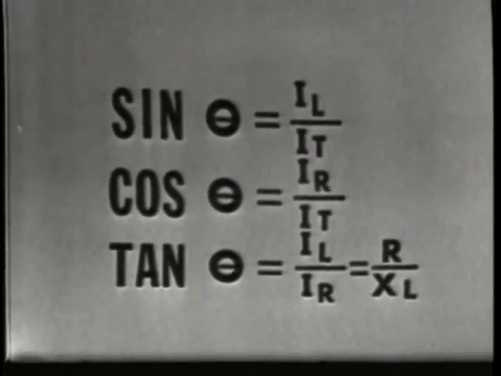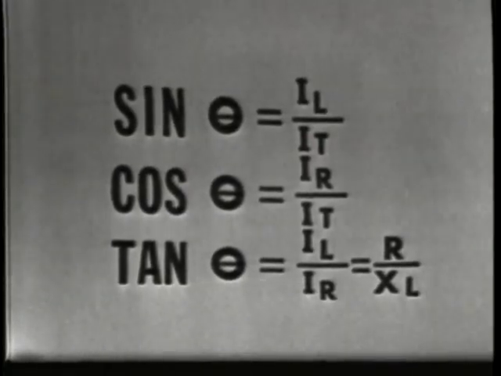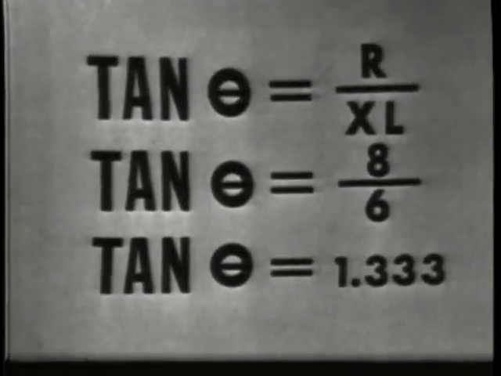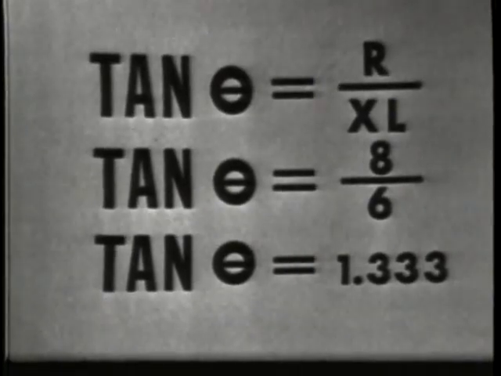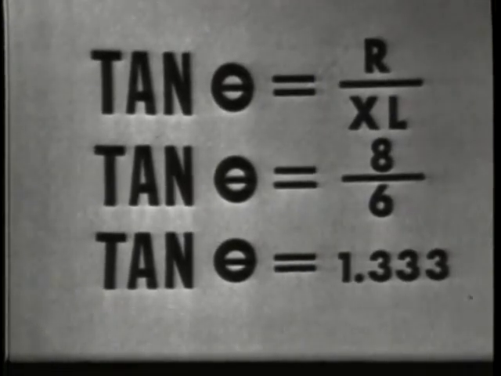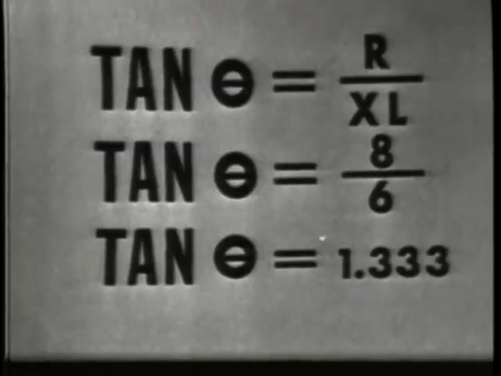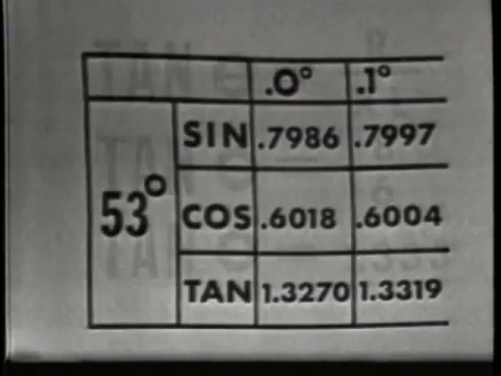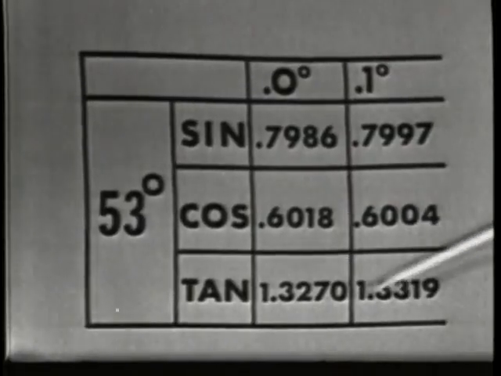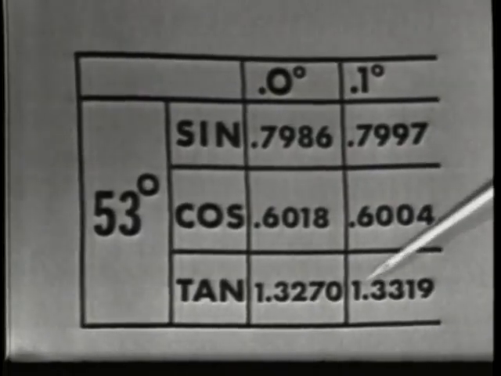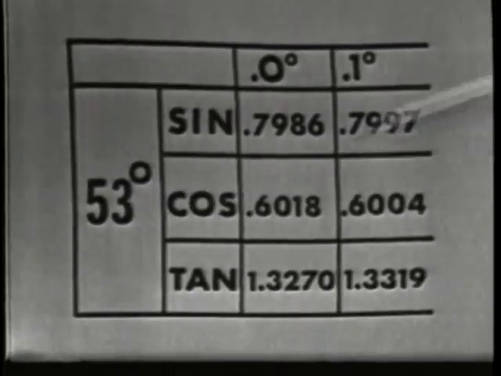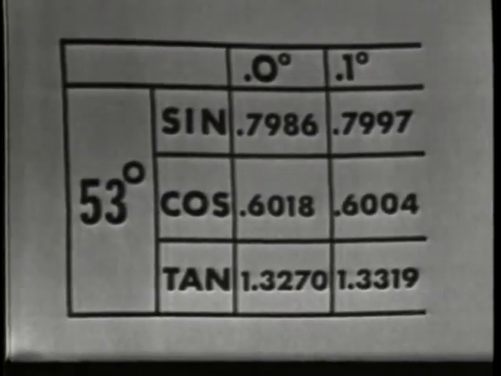For example, the phase angle could be determined with only the reactance and the resistance of the circuit known. In this circuit, the tangent is equal to R over XL, or 8 over 6. The tangent of angle theta is equal to 1.333. Going to the trig tables, angle theta could be found by finding the tangent closest to 1.333, which in this case is 1.3319, and that would give us an angle of 53.1 degrees.